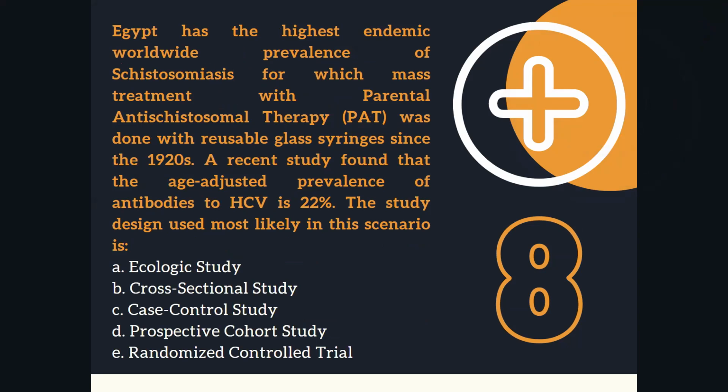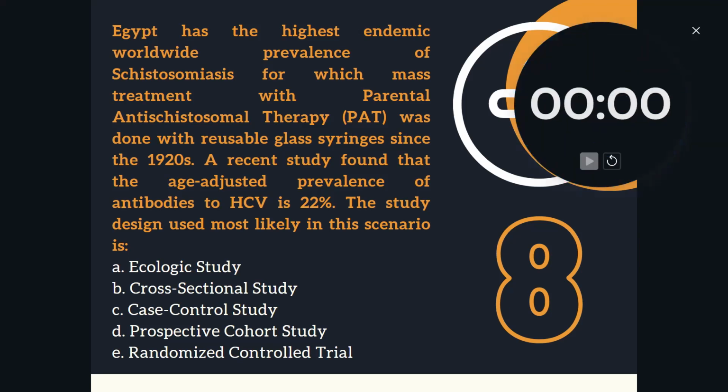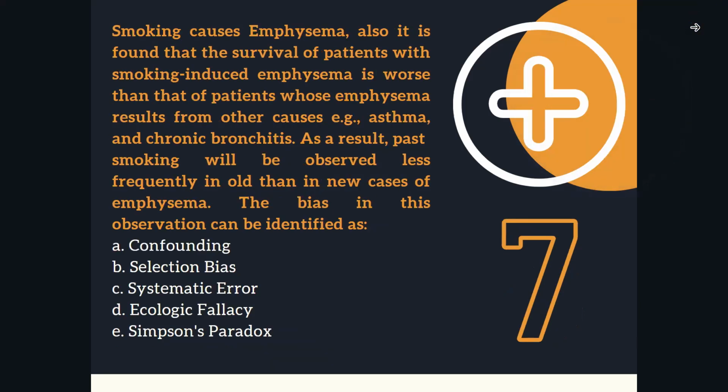Egypt has the highest endemic worldwide prevalence of schistosomiasis, for which mass treatment with parenteral anti-schistosomial therapy was done with reusable glass syringes since the 1920s. A recent study found that the age-adjusted prevalence of antibodies to HCV is 22%. The study design used most likely in this scenario is A, ecological study, B, cross-sectional study, C, case control study, D, prospective cohort study, and E, randomized control trial. So the answer is A, because the whole population is concerned.